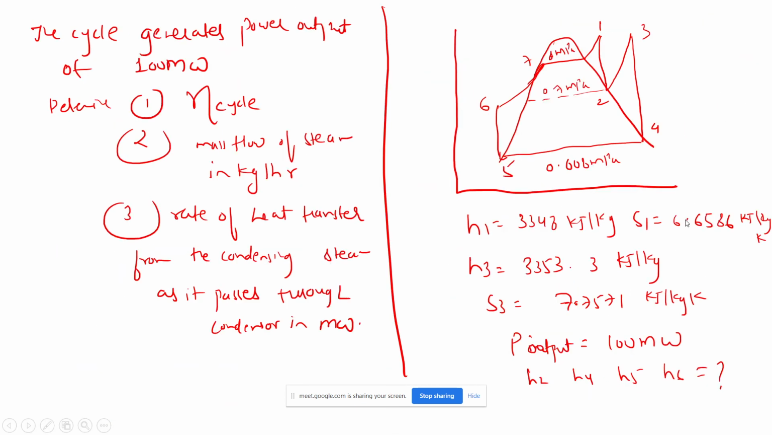Has anyone got another answer? Efficiency is not 6.5%. It will be close to 50% somewhat.